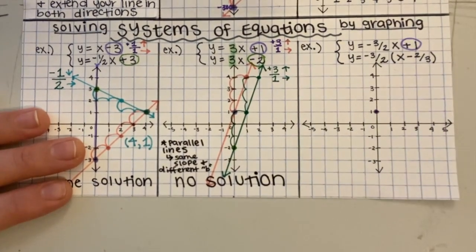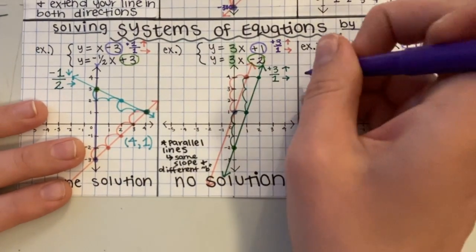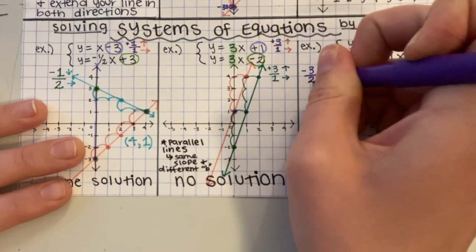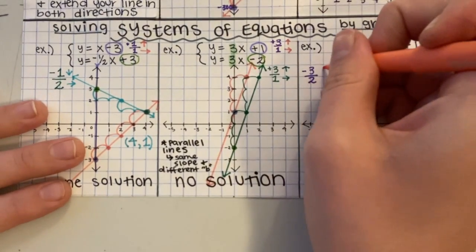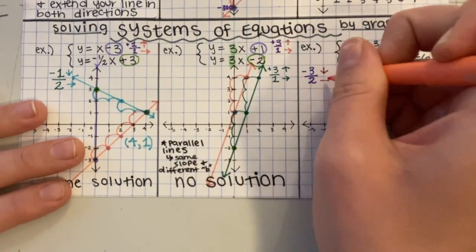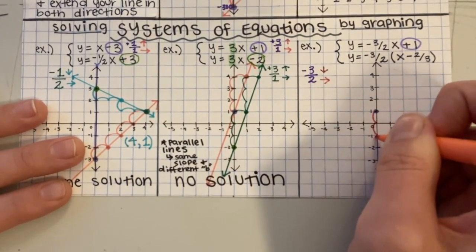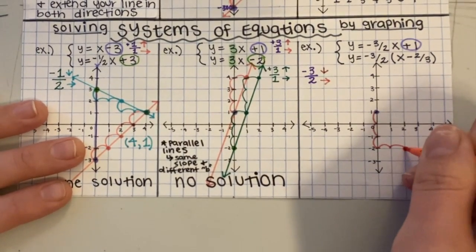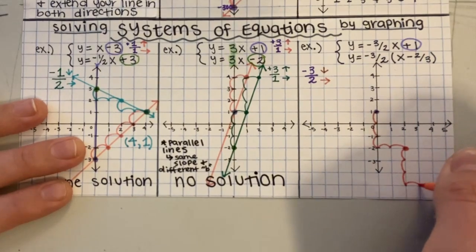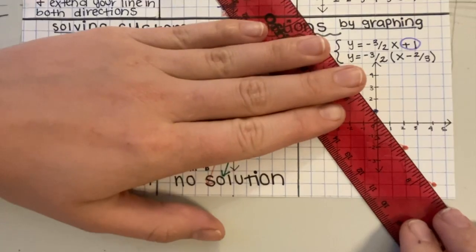I need to write out my slope so I can easily continue my graph. My slope is -3 over 2, which means that I am going down 3 and right 2. So I'm going to start at my y-intercept and go down 3, right 2. I can create one more point, I think. And then I'm going to connect my dots.